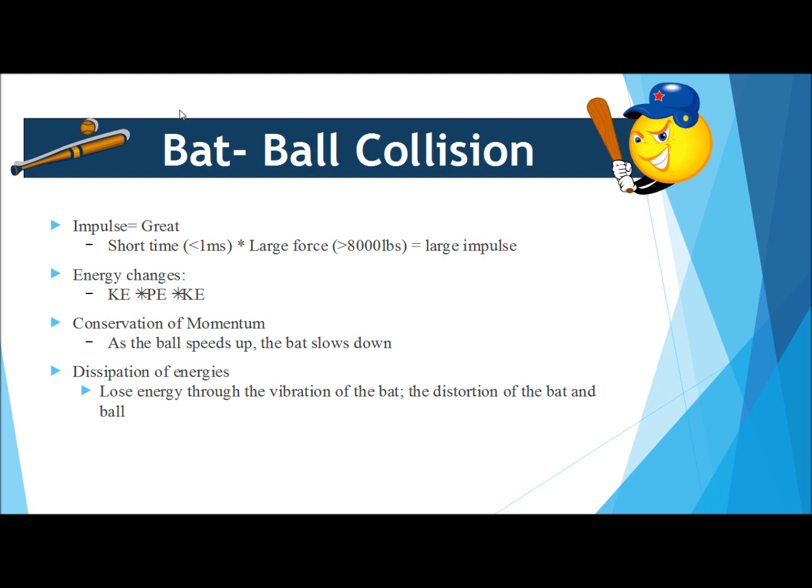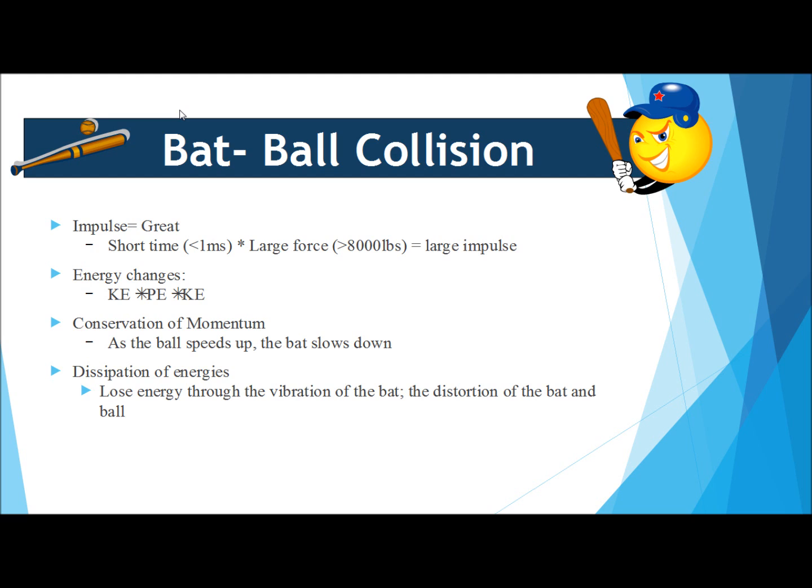When you have a baseball coming towards the bat, it obviously has kinetic energy. When the bat and the ball collide, the ball compresses, so you have potential energy, almost like a spring. And then when it comes back out, you have kinetic energy again. Going from that, you have the conservation of momentum.